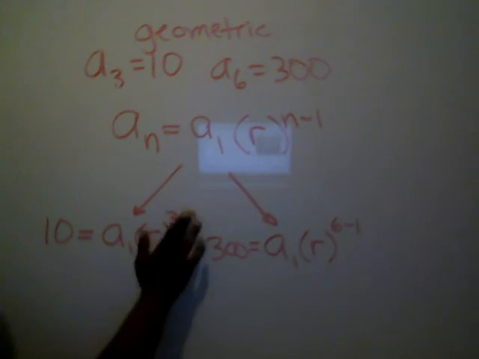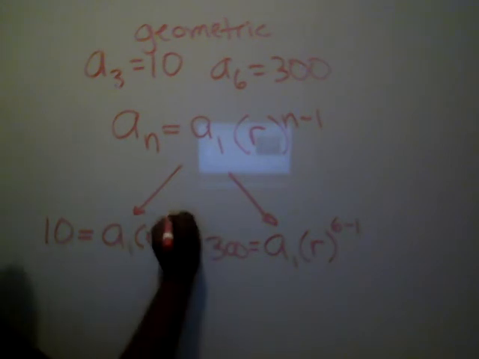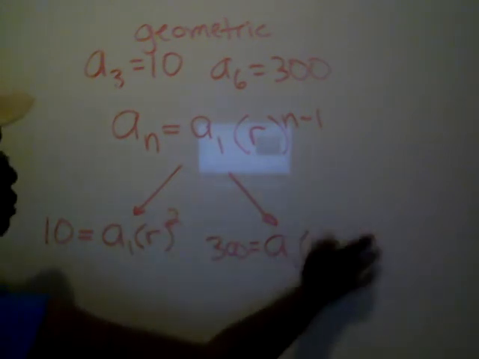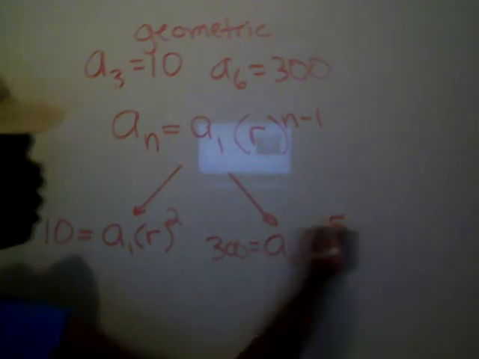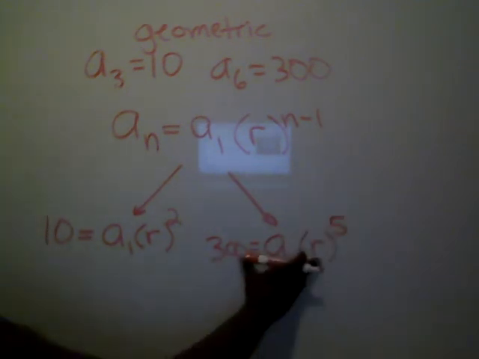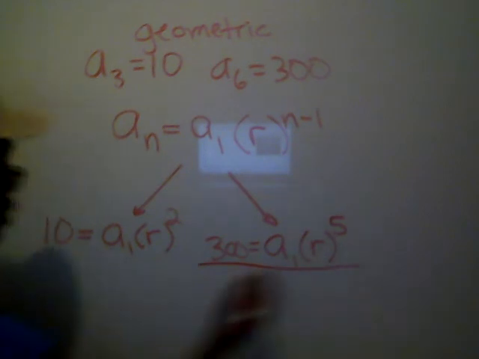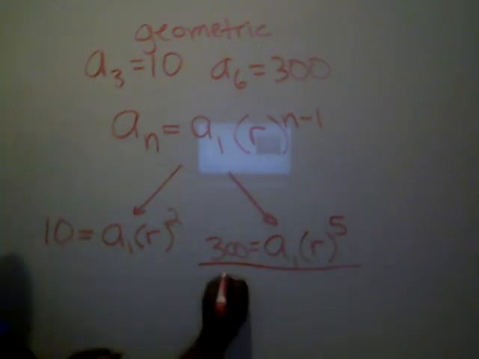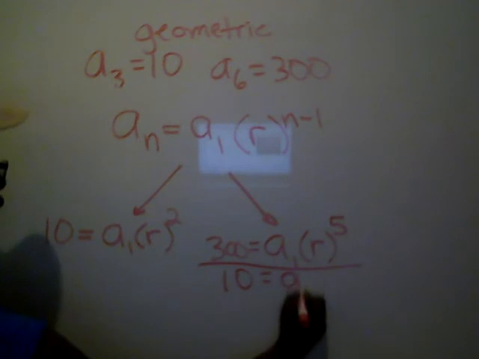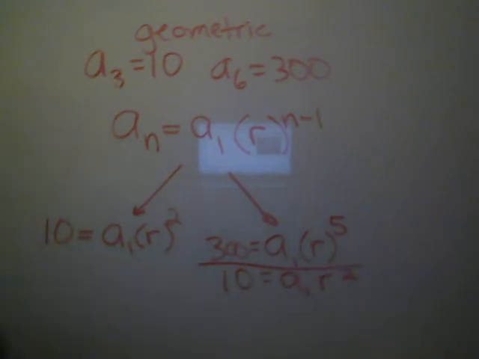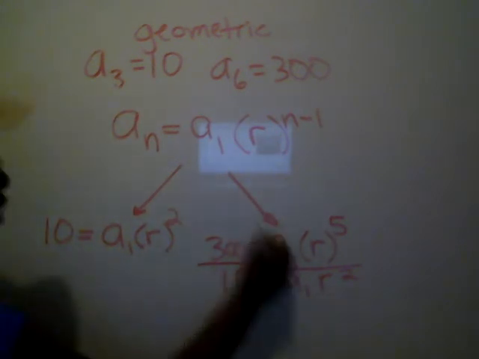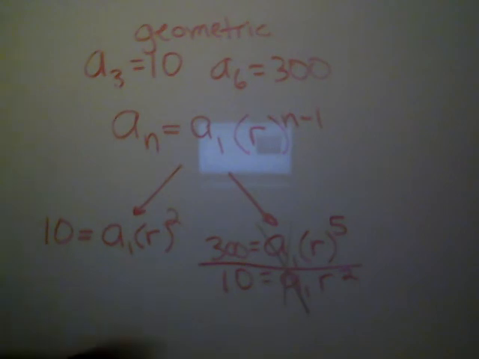So if this is 3 minus 1, I'm just going to erase this. 3 minus 1 is just 2, and 6 minus 1 is just 5. So I'm going to divide them. I'm going to make sure this one's on top, and I'm going to divide it by this equation over here, 10 equals a1 r squared. Okay? One reason why it's more helpful to divide is that then you can cross out your a1, which is fine. We have to solve for r.